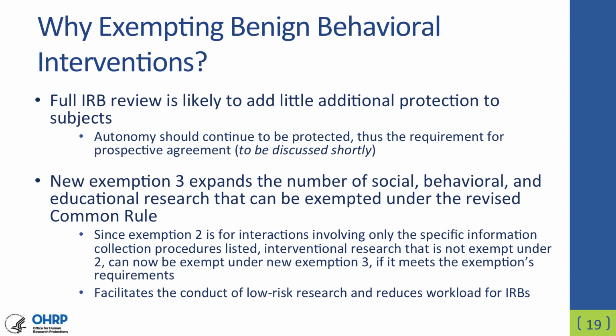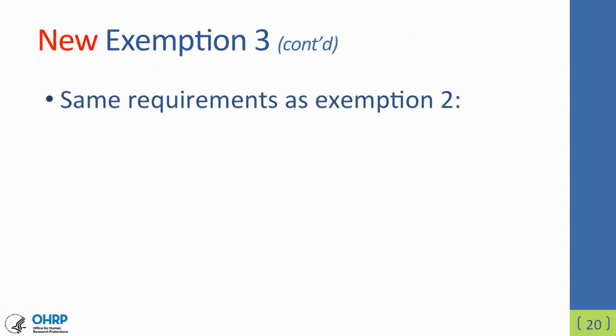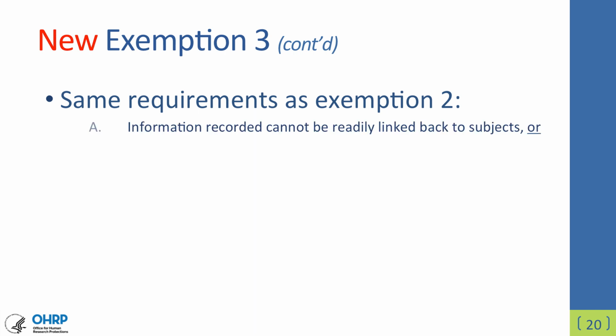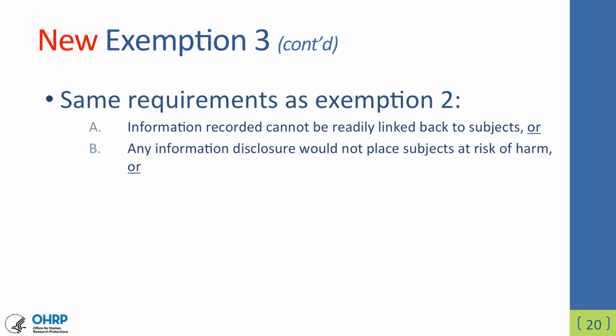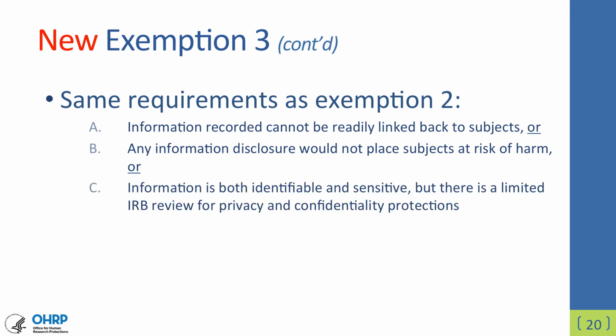is not exempt under 2 can now be exempt under Exemption 3, of course if it meets the requirements of the exemption. This facilitates the conduct of low-risk research and reduces the workload for IRBs. The applicability test for Exemption 3 contains the same requirements as Exemption 2. That is, that the information recorded cannot be readily linked back to the subjects, or any information disclosure will not place the subjects at risk of harm, or information is both identifiable and sensitive, but there is a limited IRB review for privacy and confidentiality protections.